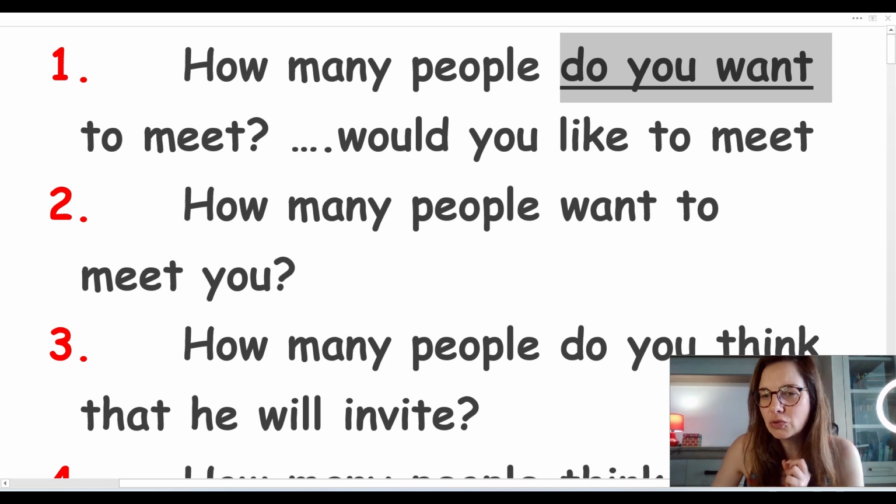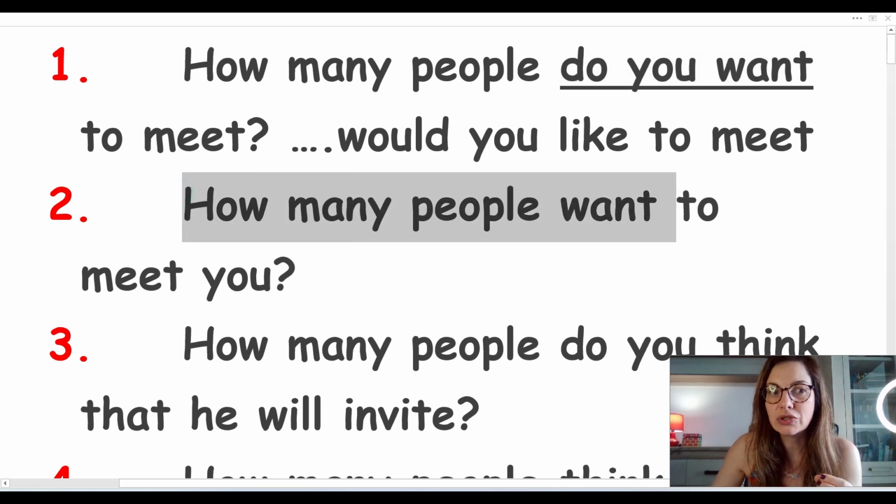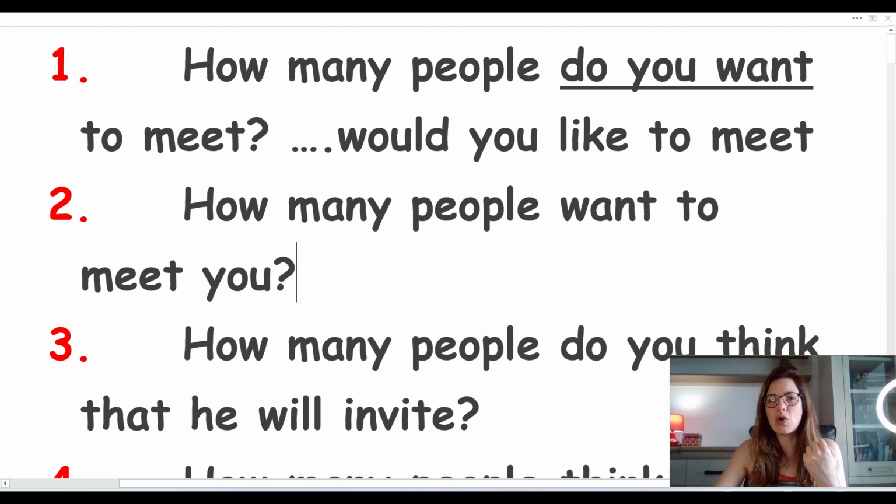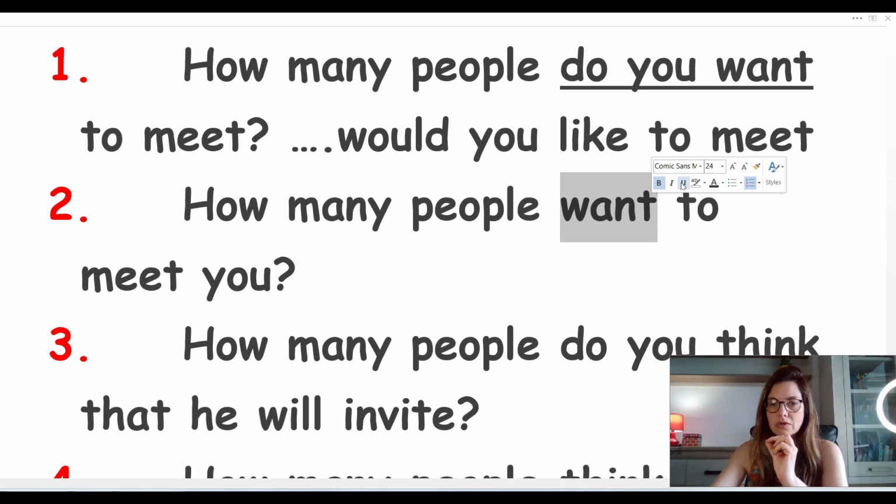In question number 2, something similar but not the same. How many people want to meet you? So that's another question. Okay, you want to meet a lot of people, but do they want to meet you? How many people want to meet you?